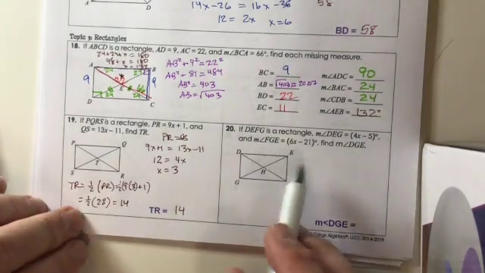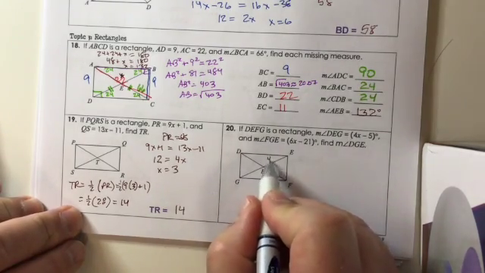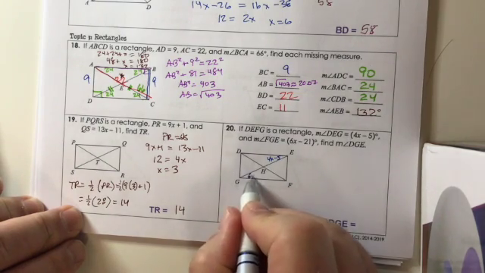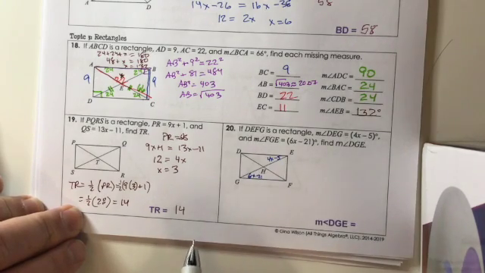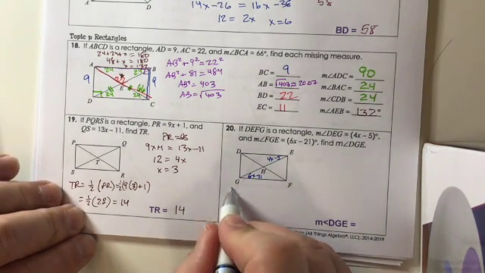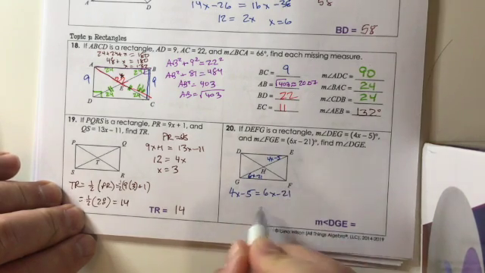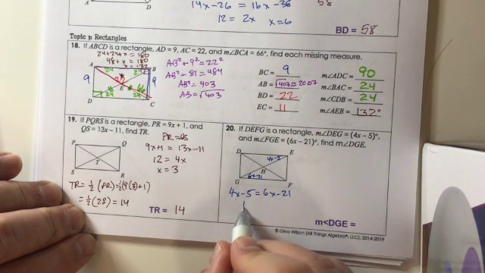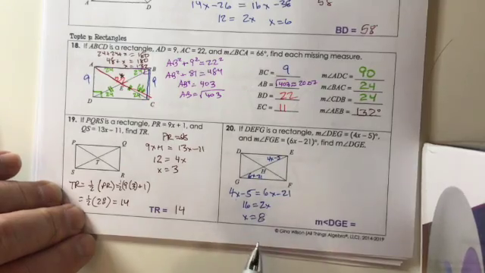Last rectangle. If it's a rectangle, then the measure of DEG is equal to 4x minus 5, and FGE is equal to 6x minus 21. Well, those are alternate interiors, so those should be the same. So 4x minus 5 equals 6x minus 21. Subtract 4x, add 21. 16 is equal to 2x, x equals 8.